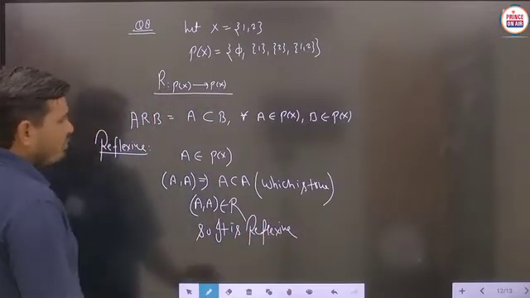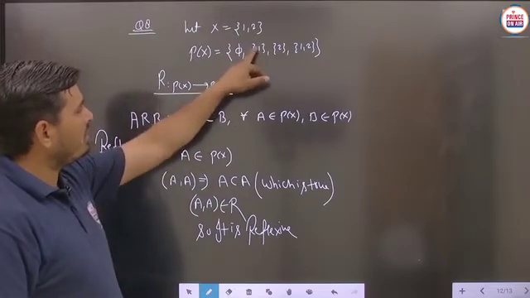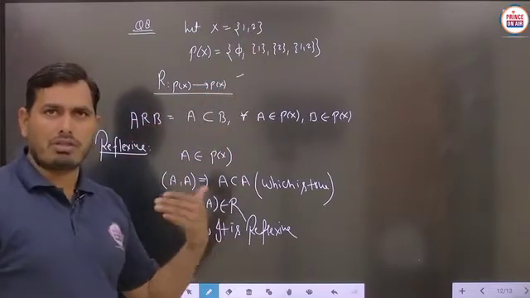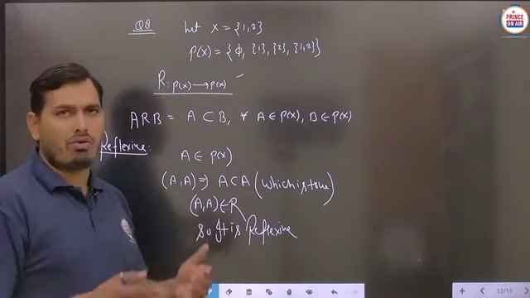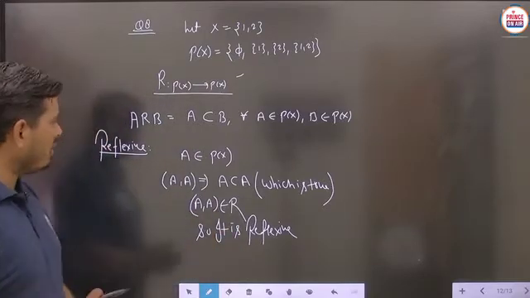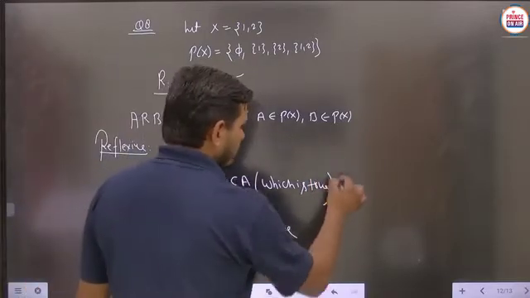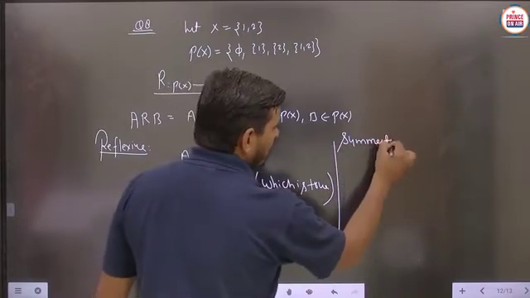Students, here you can take any subset, suppose 1. This particular subset 1 is a subset of itself or not? Definitely each and every set is always a subset of itself. So this particular relation is said to be reflexive. Next we will check for symmetric.